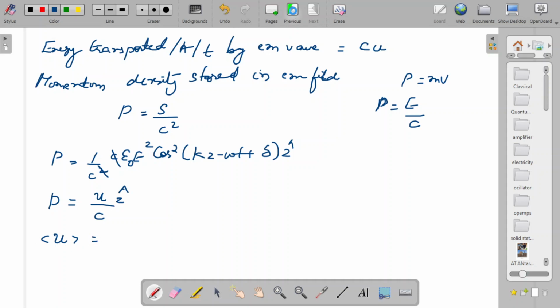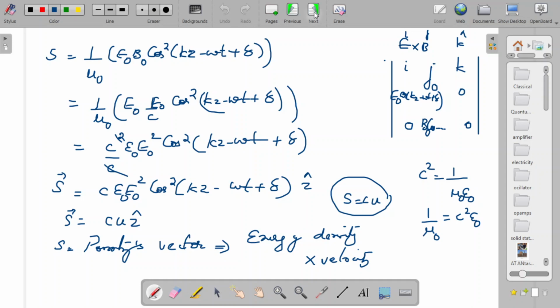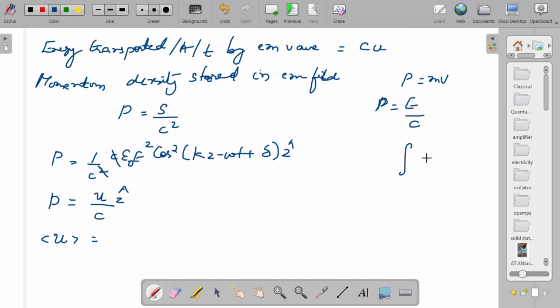U is what? Just see what U is. U is epsilon 0 E0 square cos square (kz minus omega t plus delta). So when you average it for a complete cycle, you are averaging it over the whole time period, 0 to T, right? You have already studied the average of cos square; you can just find out the average of cos square of anything, let it be x, over 0 to T.